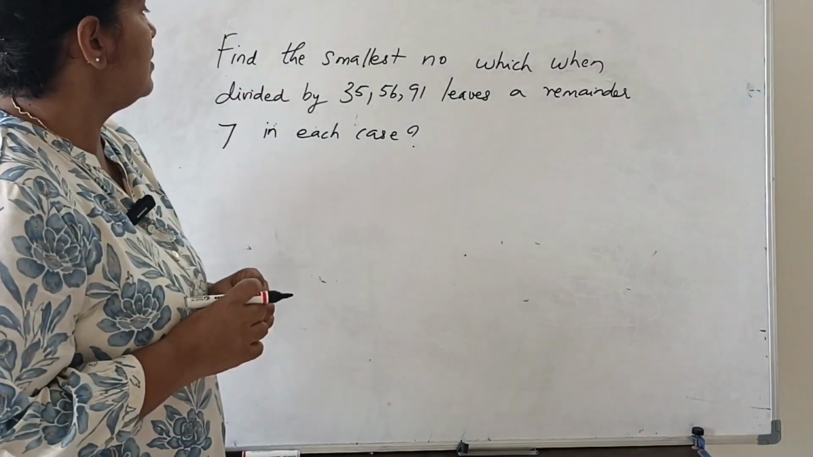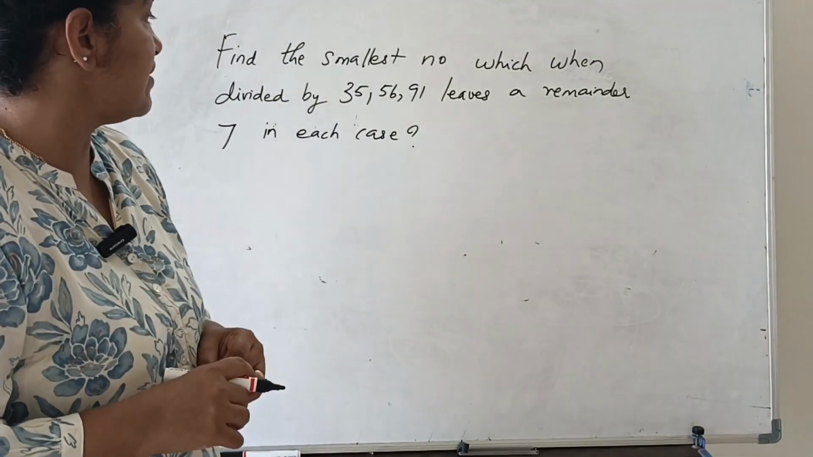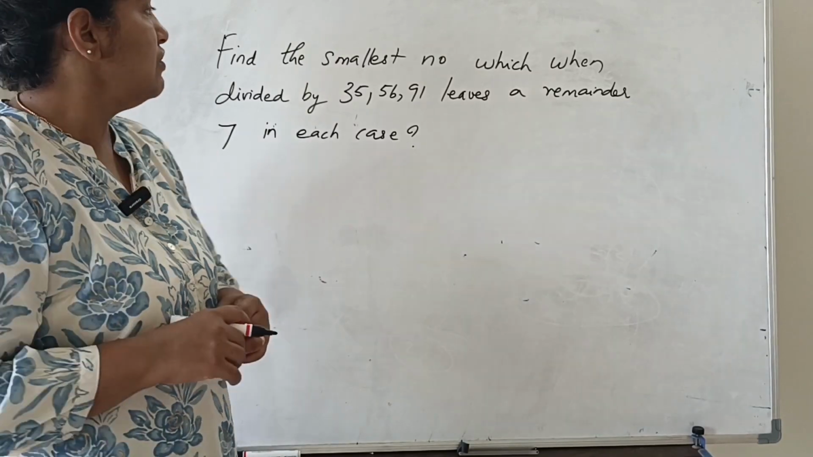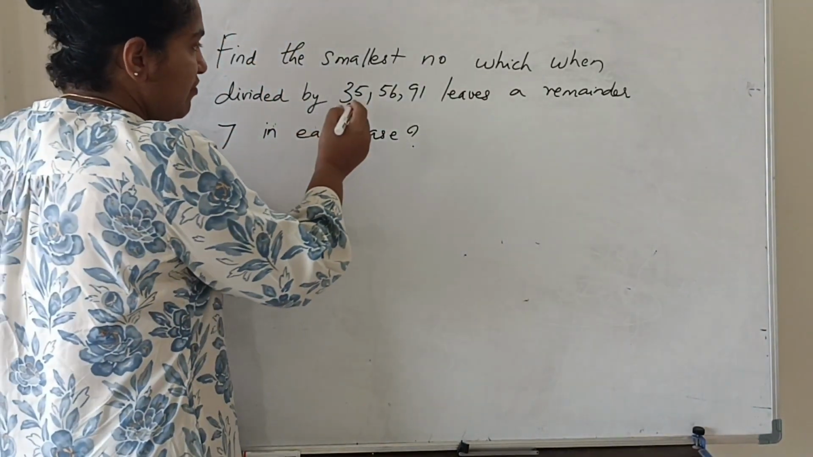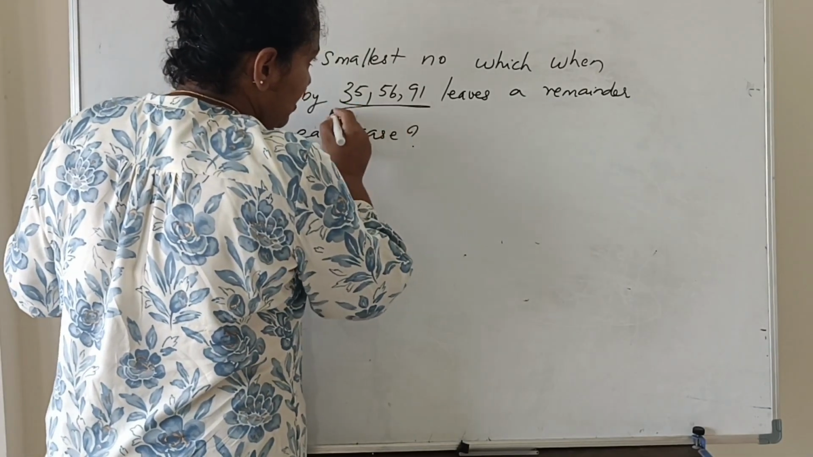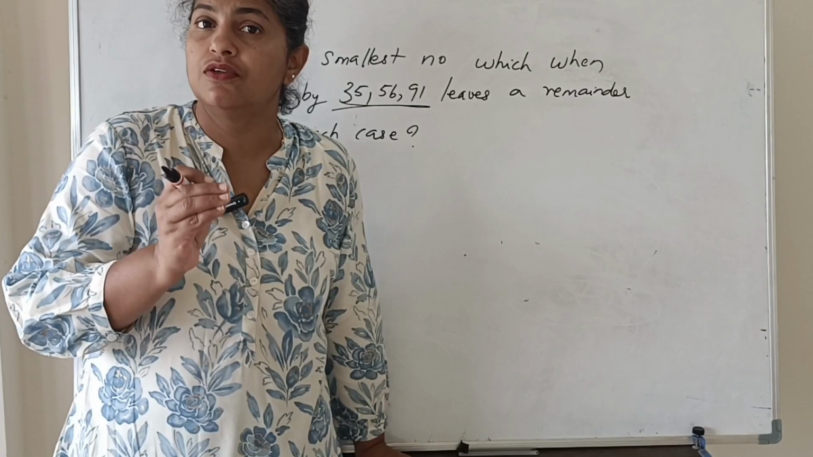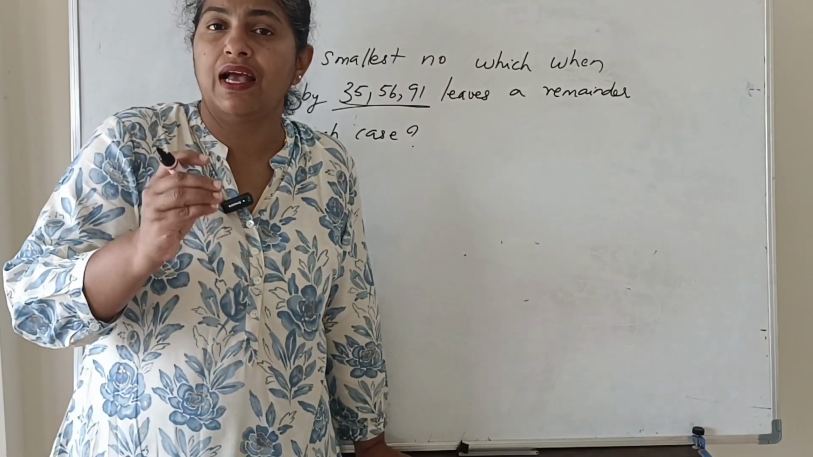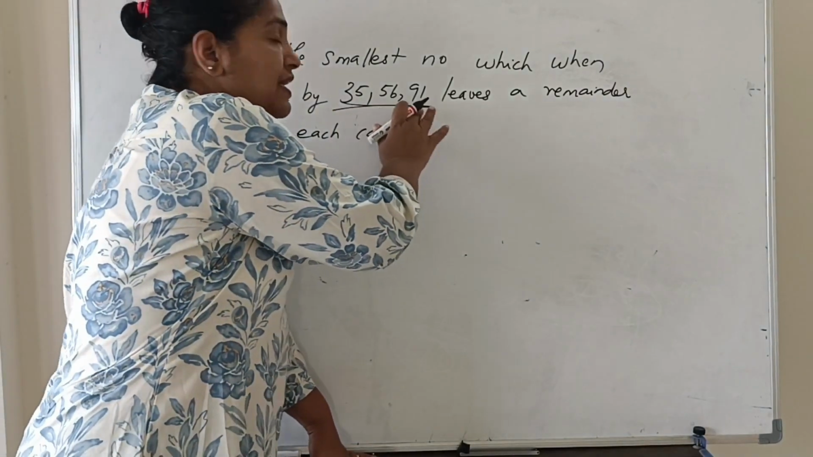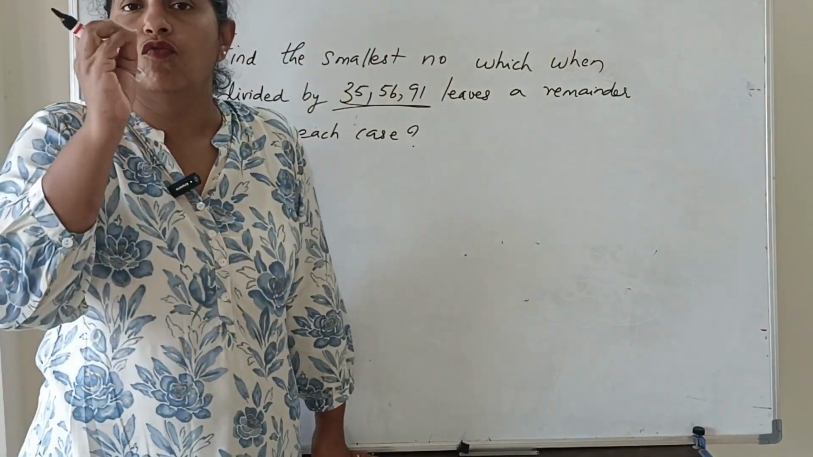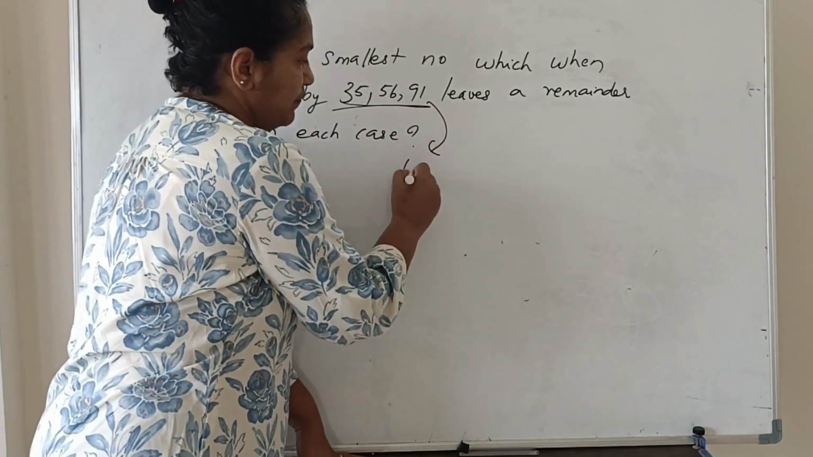Find the smallest number which when divided by 35, 56, 91 leaves a remainder of 7 in each case. So, we need to find a number in such a way that when it is divided by these three numbers, it is leaving a remainder. So, when it has to leave a remainder, you know that that number has to be slightly greater than the number by which these three are divisible. Okay. What is the smallest number divisible by these three numbers? It is our LCM.